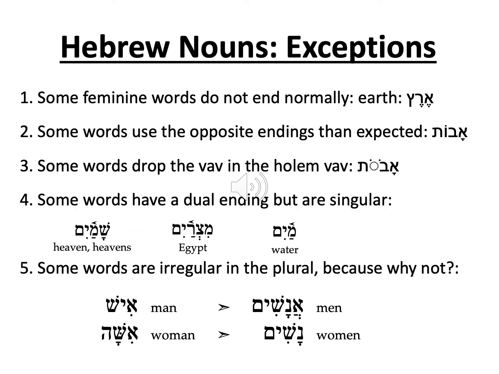As in English, however, there are also exceptions to these patterns in Hebrew. There are 5, actually. First, there are some words that are simply feminine, even though they don't actually have a feminine ending of hey or tav, like the word earth, which is eretz. It's simply feminine. It's really not a huge deal that you know that it's feminine, unless you're scratching your head trying to figure out why eretz is paired with a feminine verb.